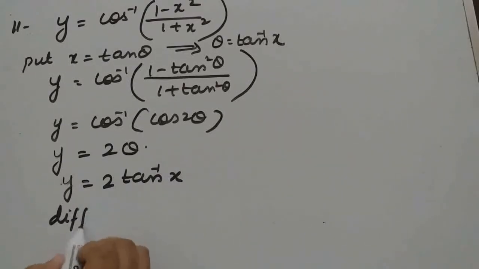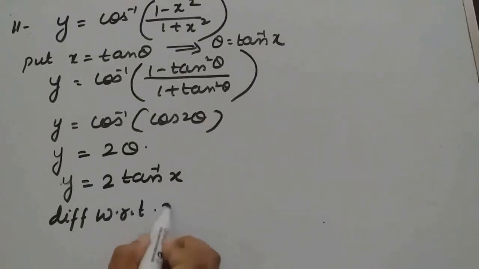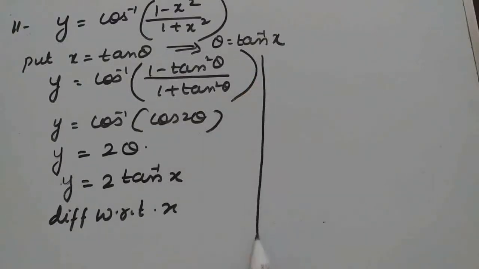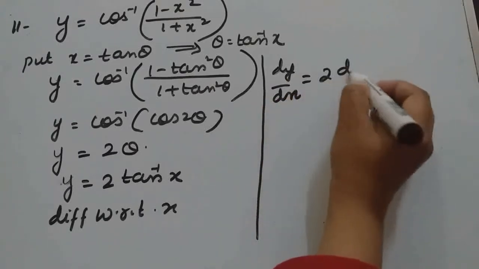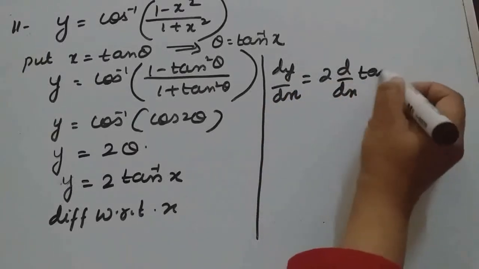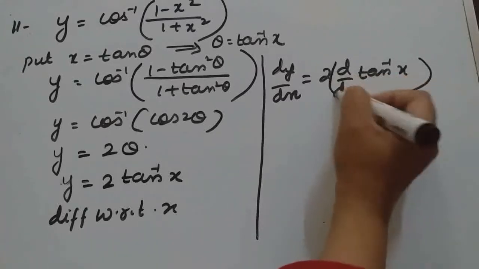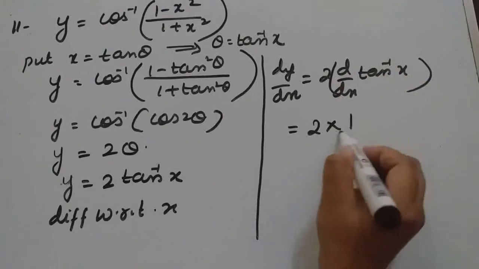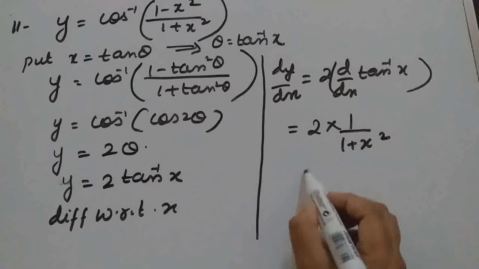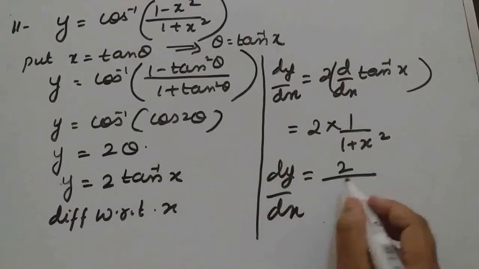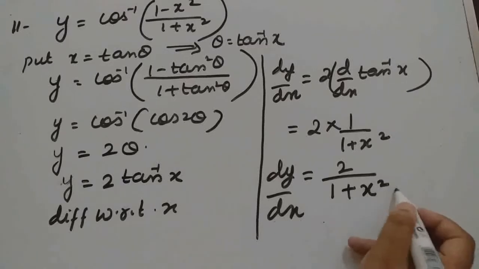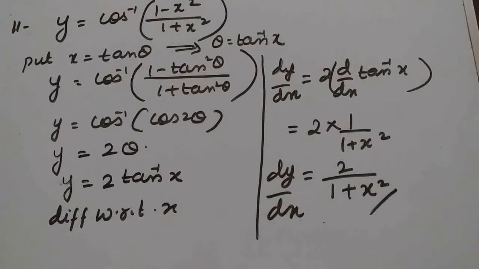Now we can differentiate with respect to x. So dy by dx is 2 times d by dx of tan inverse x, but the derivative of tan inverse x is 1 by 1 plus x square. So the final answer is 2 by 1 plus x square.